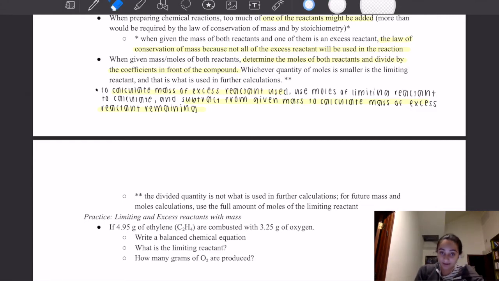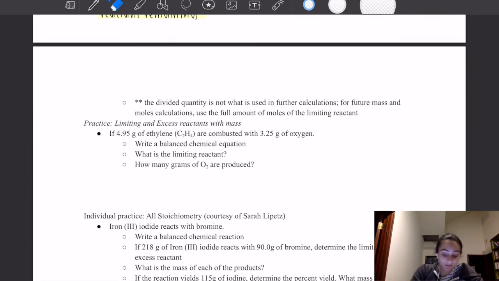We're going to do one practice problem, and then I'm going to incorporate everything we've learned so far in stoichiometry in one large problem. So we have 4.95 grams of ethylene combusted with 3.25 grams of oxygen. So first we're going to write a balanced chemical equation.